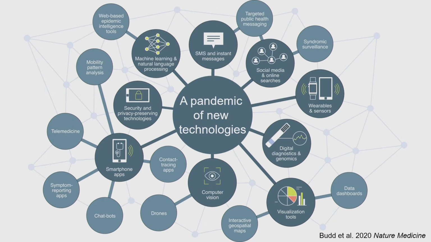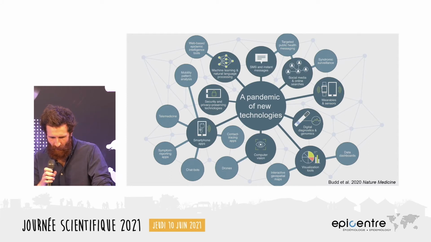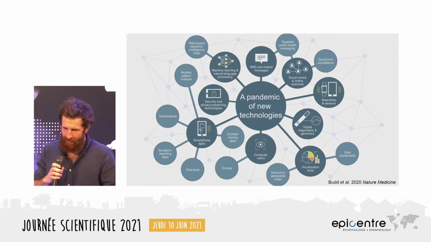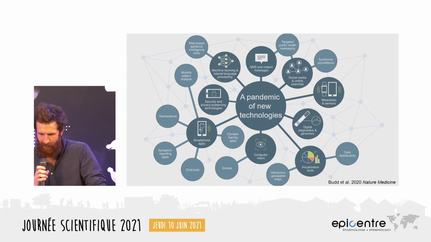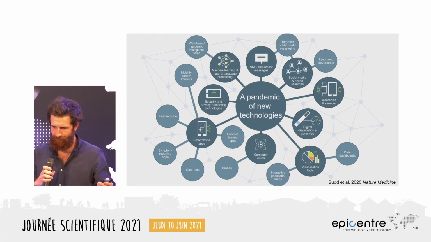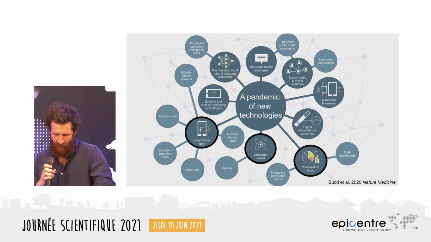There are apps for smartphones, for contact tracing, passive syndrome surveillance, and even following population displacement. These new technologies are going to stay with us, obviously, and I'm going to tell you briefly about 3 examples of what we can do.